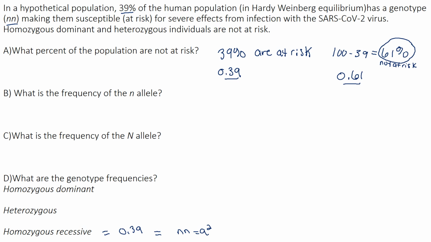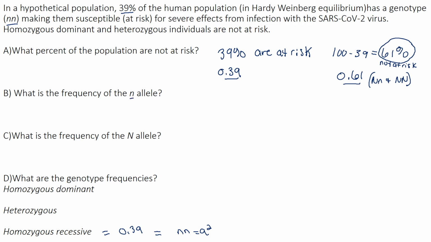And here, the 61% or the 0.61 represents both the homozygous dominant and the heterozygotes. So this actually represents these and these, adding them together. So we can't really do anything with that right now. So let's go ahead and move to the next question, B.